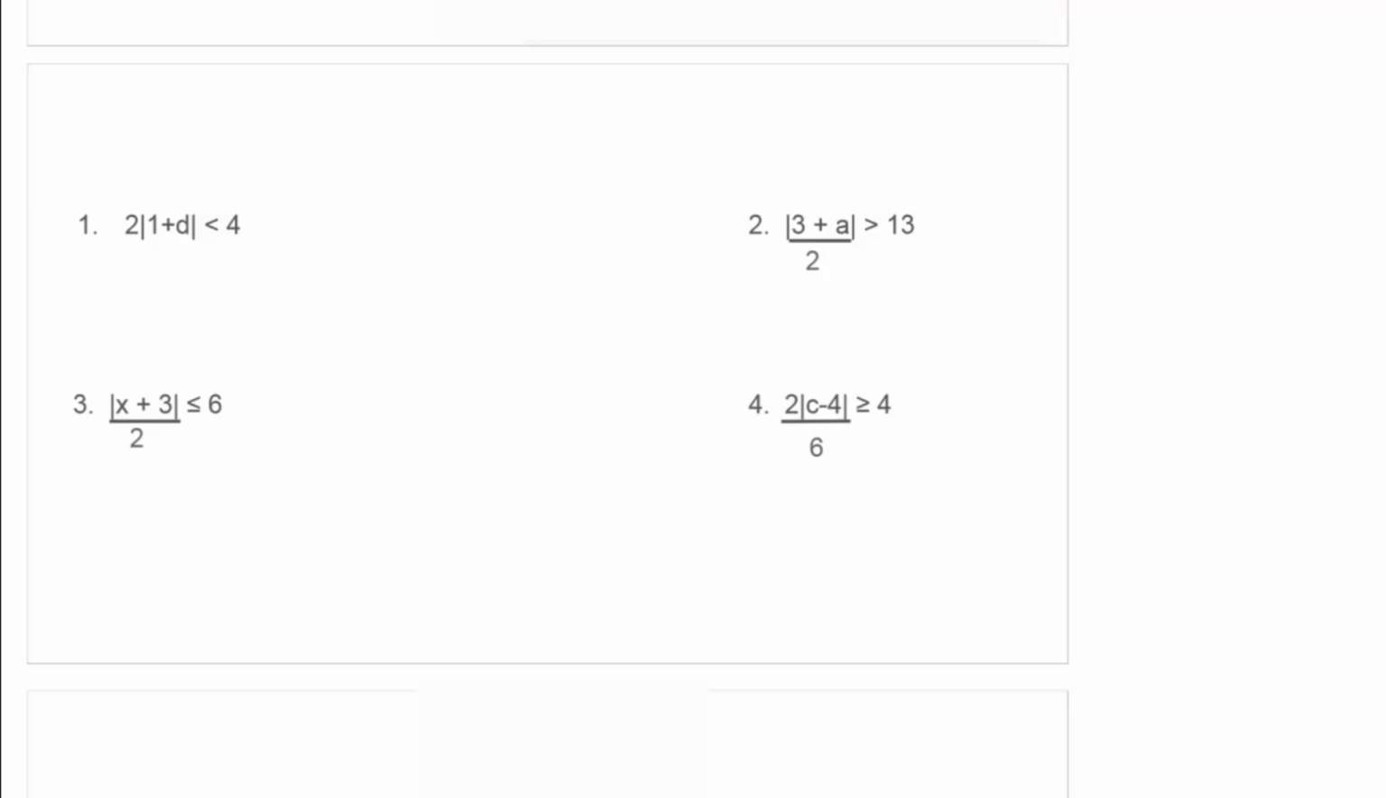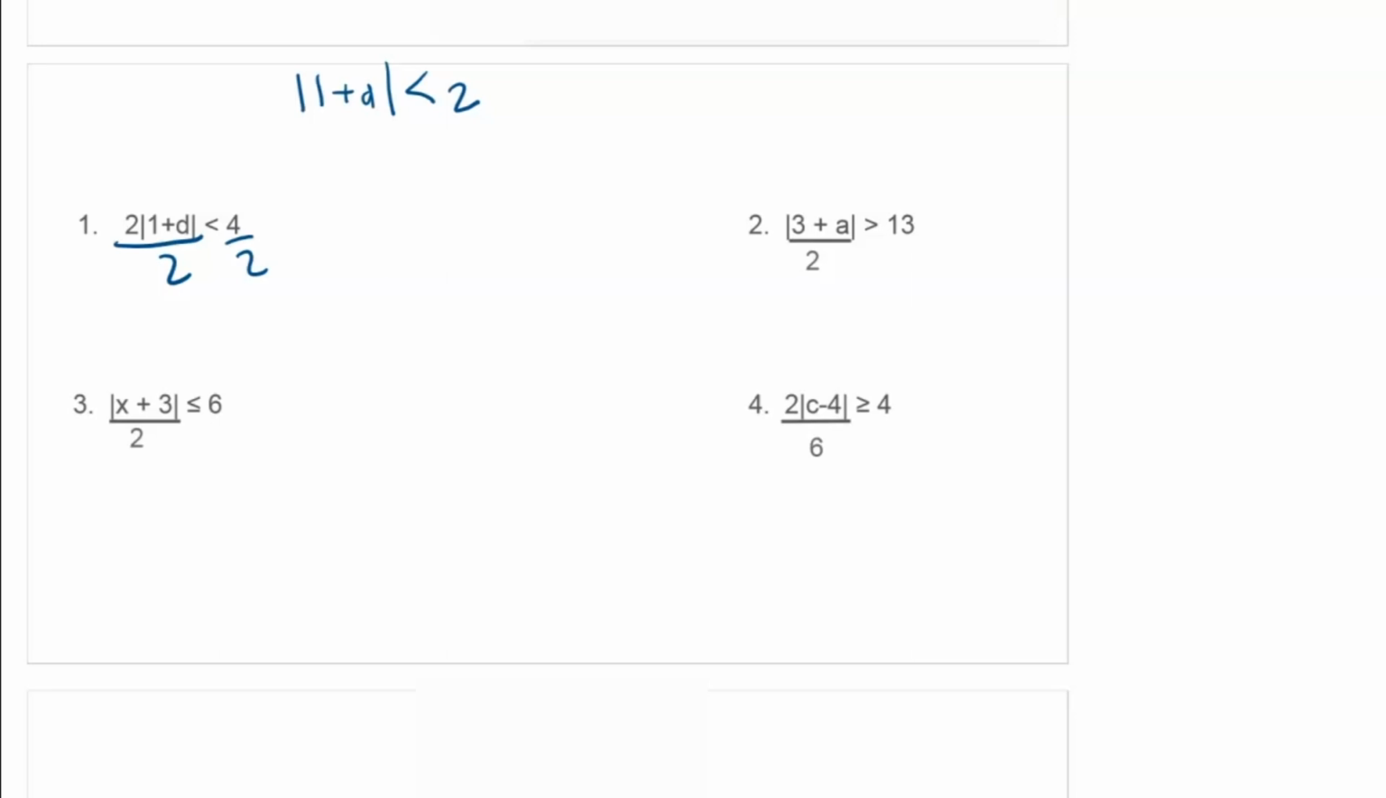So I need to get rid of that 2 out front so that I just have the absolute value by itself. So I would divide by 2 on both sides. So then I'm going to write up here so I have more space. The absolute value of 1 plus d is less than 4 divided by 2 is 2. Okay, now the absolute value is by itself. There's no other numbers outside that absolute value on that side of the inequality.